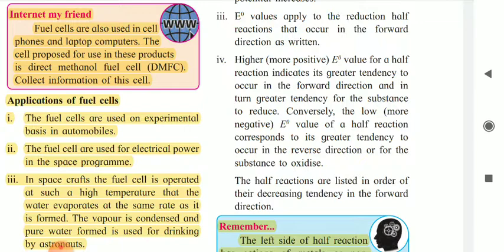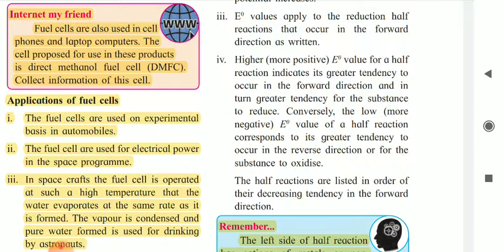Higher the E0 value of a half reaction, it indicates a greater tendency to occur in the forward direction, and in turn a greater tendency for the substance to reduce. Meaning, as the E0 value of a half reaction is greater, the tendency to occur in the forward direction is more. That substance has a greater tendency for the reduction process.